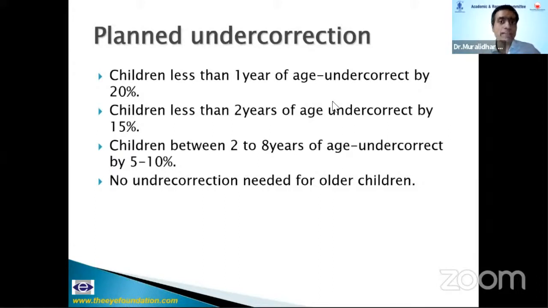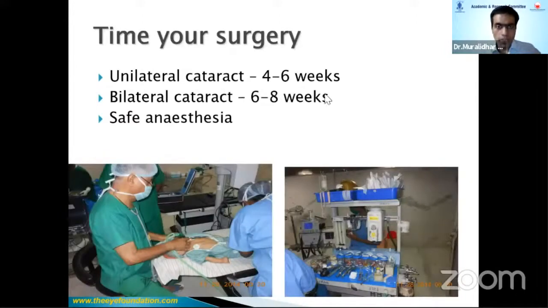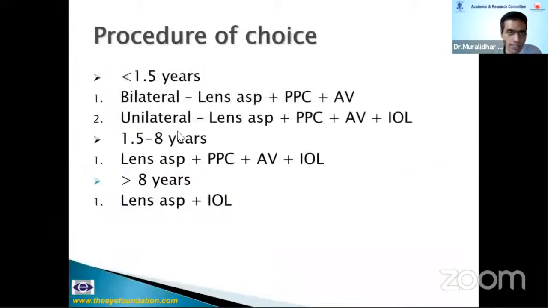For example, if the child is mentally retarded, would not use the glass or is poorly compliant to glass, the fellow eye is myopic, then the undercorrection would be a little less. So if you have a unilateral cataract, the earliest I've operated is by 4 to 6 weeks, and for bilateral, 6 to 8 weeks. The problems with operating a little early is that you may trigger off a lot of glaucoma, and this is because of presumed inflammatory damage to an immature trabecular meshwork. This is presuming you have access to safe anesthesia.